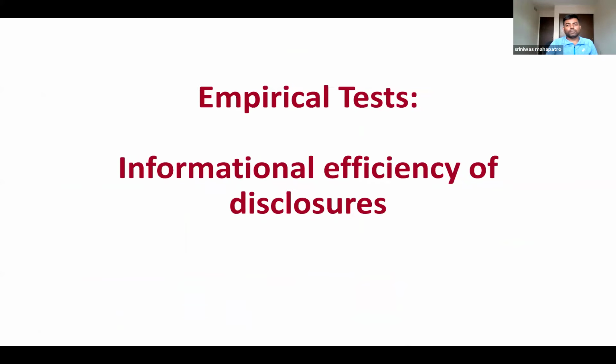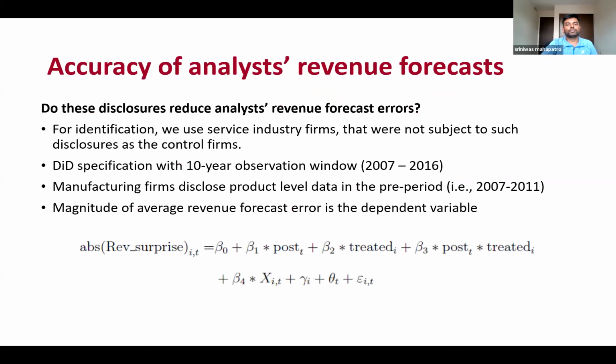In the second set of tests, we go on to see whether there is some market relevant value of this information. So we check the informational efficiency of these disclosures. We conduct two sets of tests. The first thing is we directly check what happens to the analyst revenue forecast. Do these disclosures reduce the analyst revenue forecast errors?